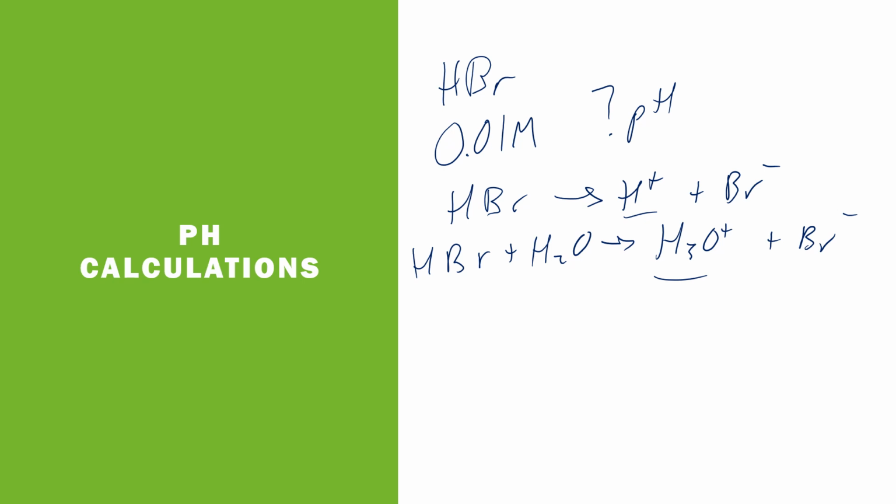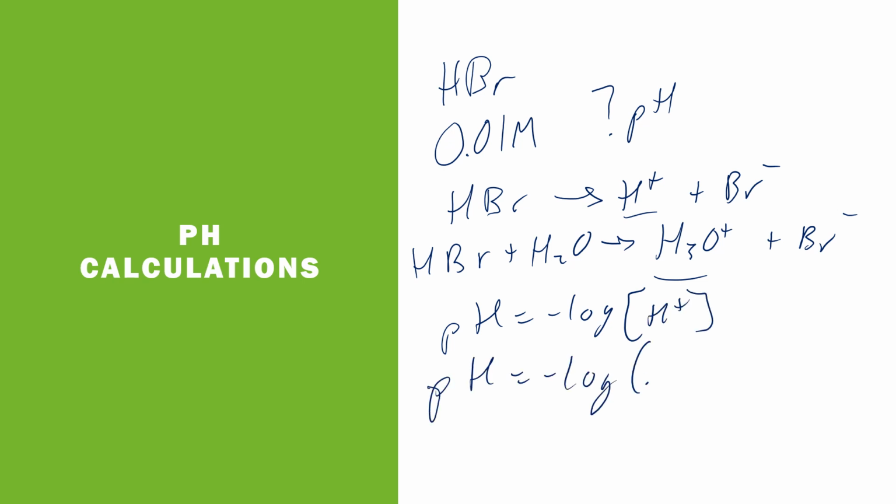So since it completely breaks down, I know I have 0.01 of my HBr, which completely dissociates, so we have 0.01 for the H+ ions. So pH equals negative log of H+. So pH equals negative log of 0.01, so your pH is 2. And that's how you solve it. You're going to do the same thing for bases, but you'll wind up with the pOH, and you just subtract from 14 to find the pH.